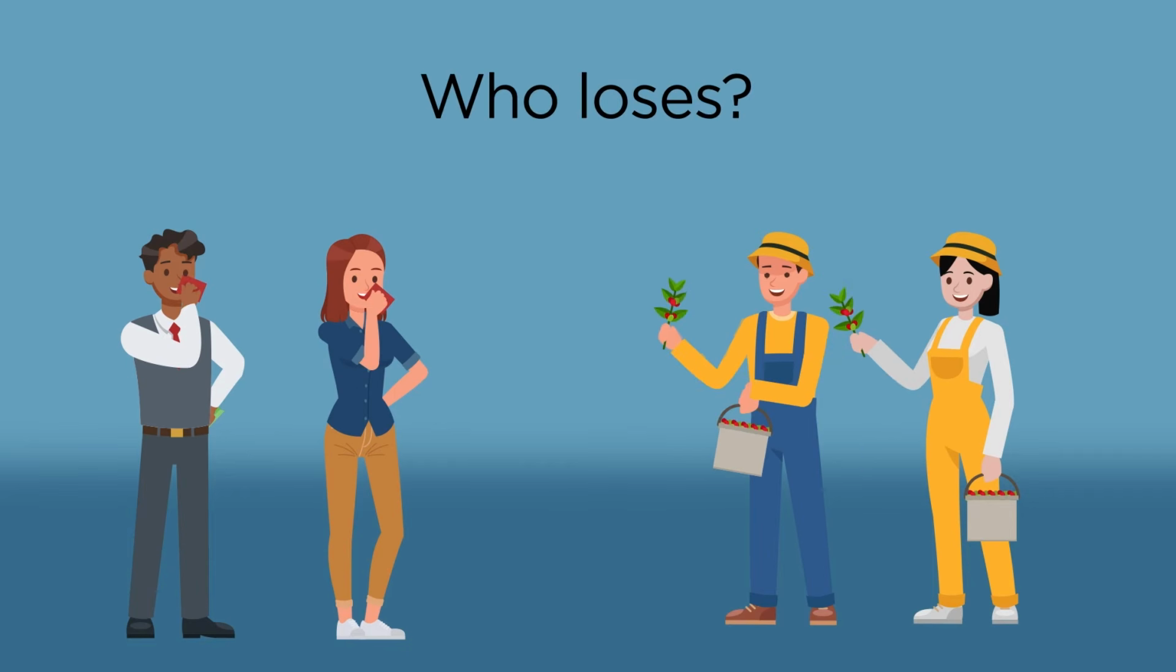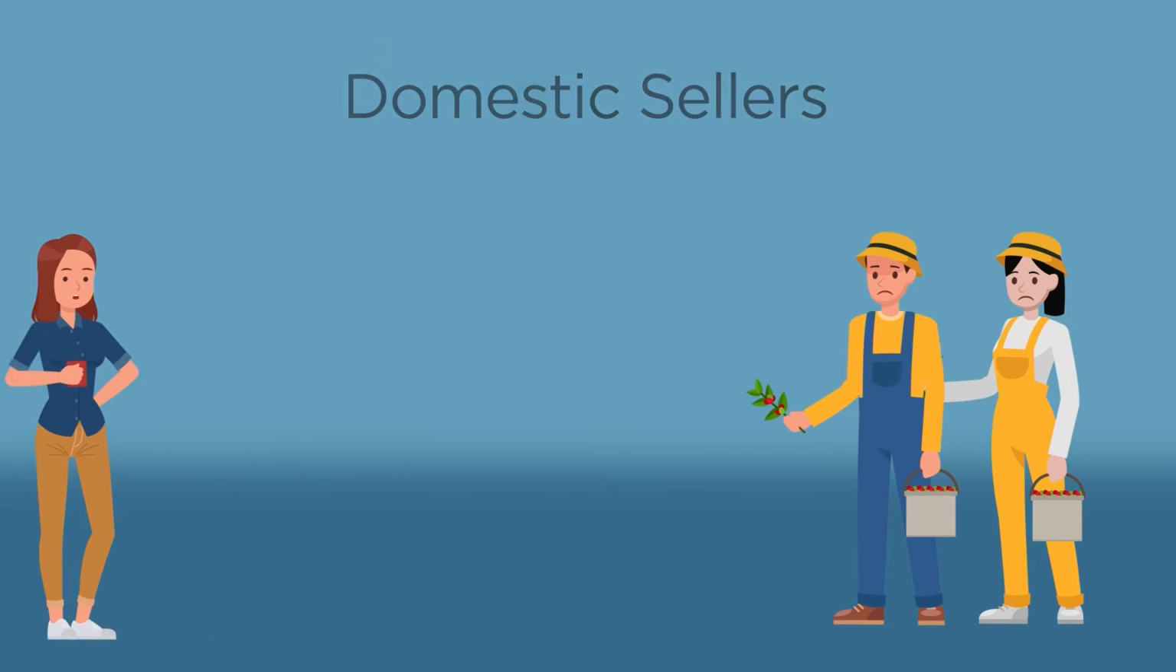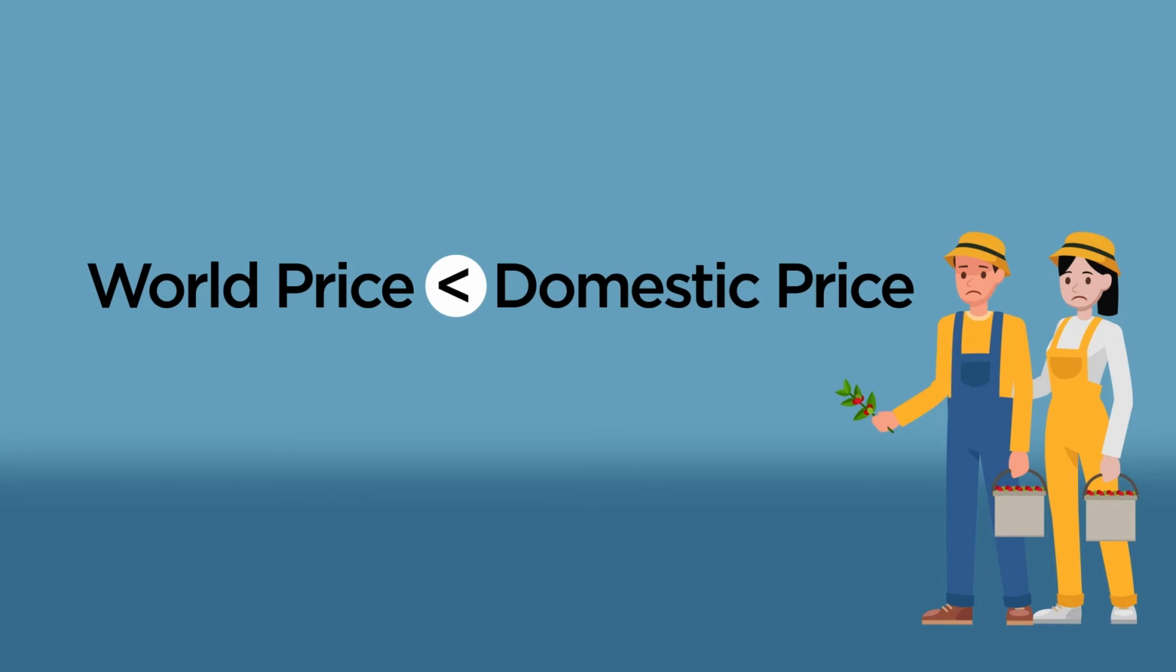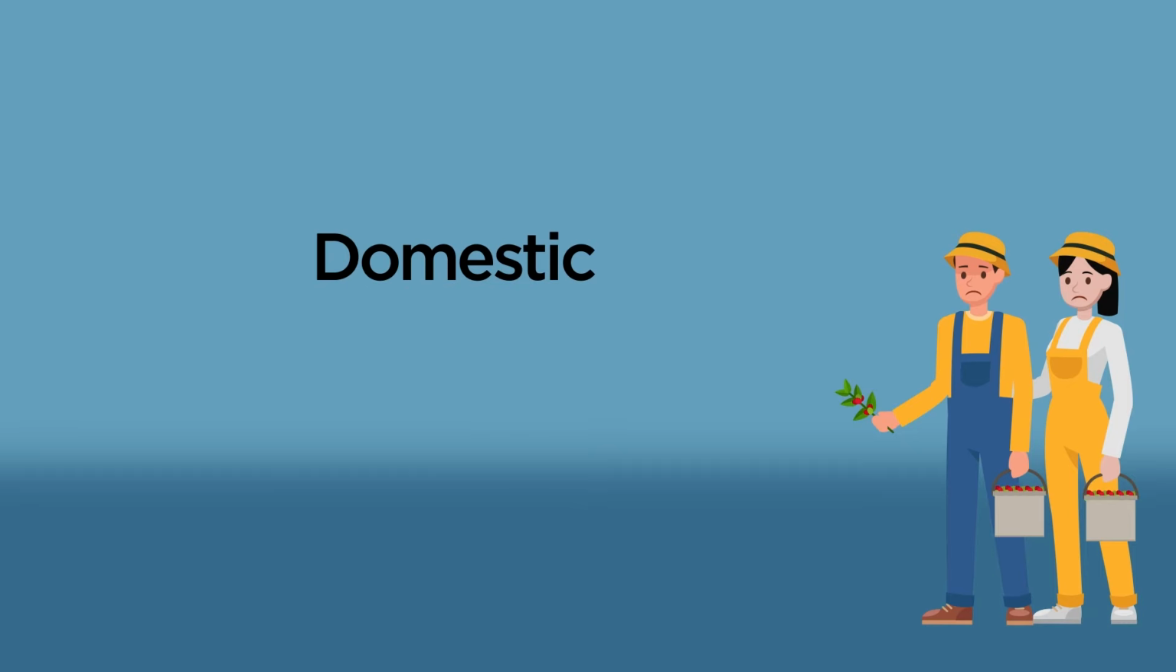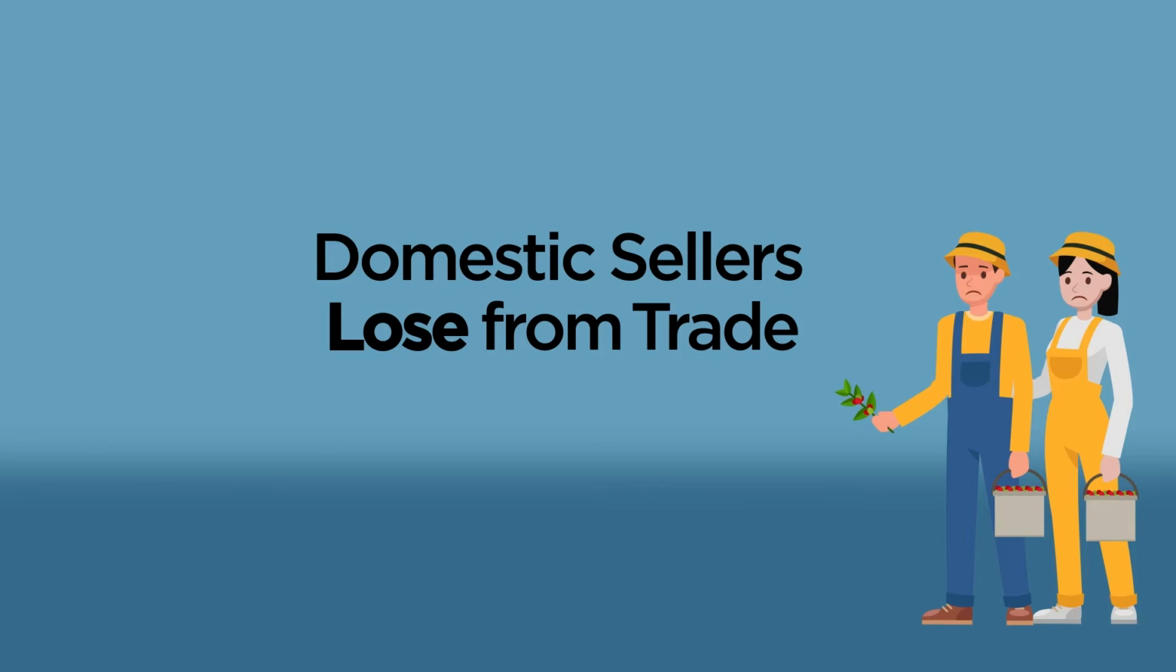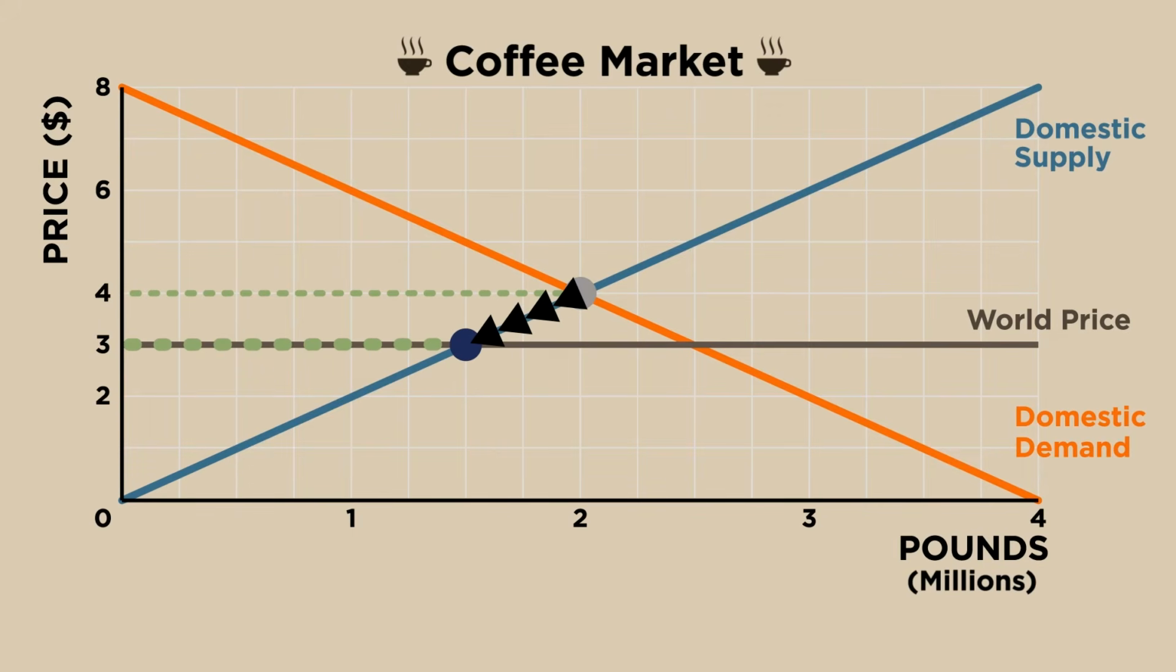But who loses? Domestic sellers. When the world price is below the domestic price, domestic sellers lose from trade. The new equilibrium price is lower than the price before trade with the rest of the world, as shown by the movement from $4 to $3 per pound, and domestic sellers sell less coffee. Originally, they sold 2 million pounds of coffee, and now they're selling only 1.5 million pounds of coffee.